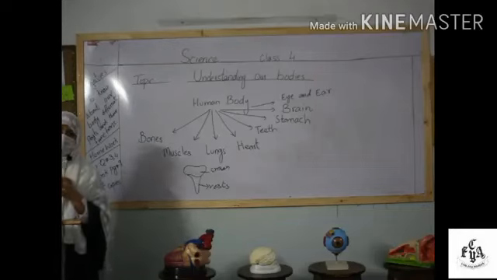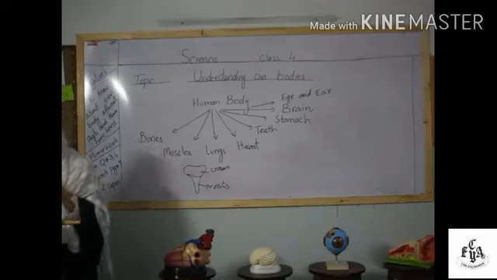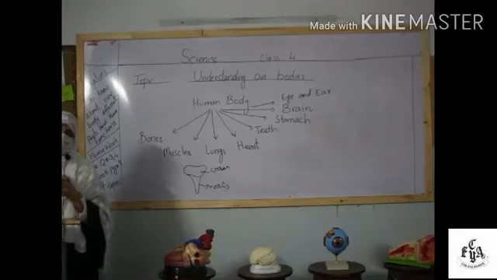Do not read in dim light, because it can also damage your eyes. Do not listen to very loud music. Loud music or loud sounds can damage our eardrum inside the ears, right? Do not put anything pointed in your ear to avoid damage to your ear, right? Do not put any pointed or sharp things inside your ear, because if you put it inside your ear, it can damage your eardrum inside it. So take care of your body, stay healthy.